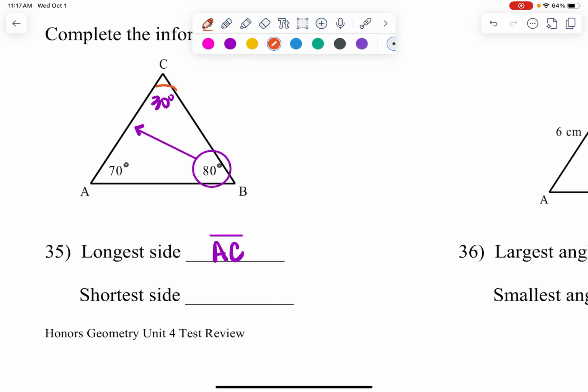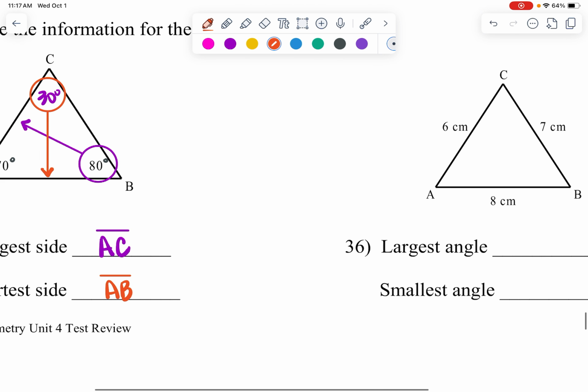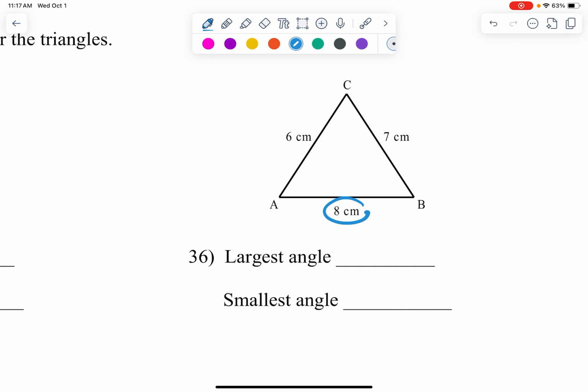And of course, our shortest side must lie opposite the 30-degree angle. Again, please notice that these pictures are not drawn to scale, and that's okay. So AB is our shortest side. In reverse, the largest angle must lie opposite the longest side.